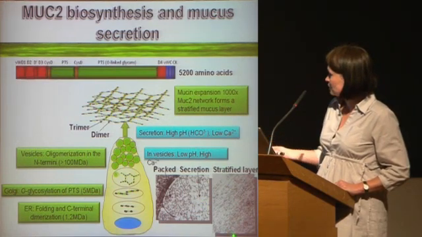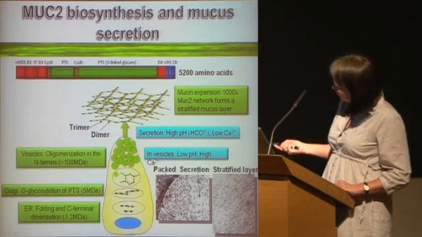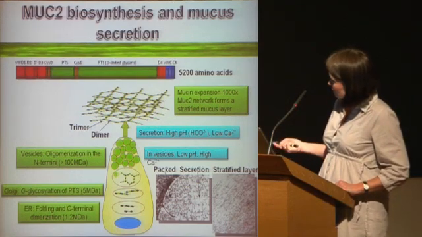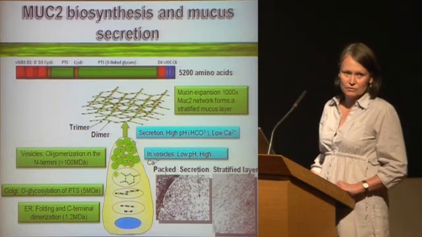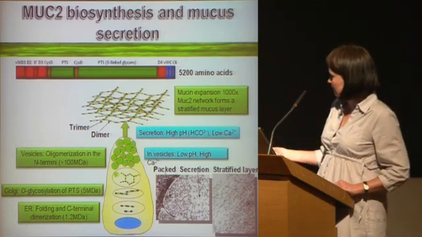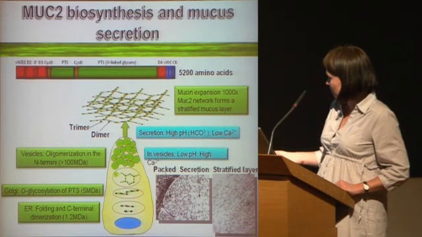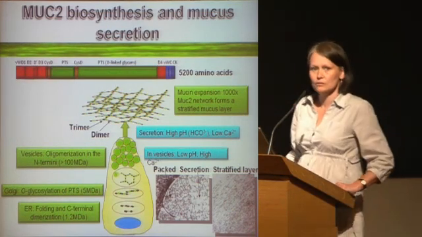And then outside of the cell, so we have the epithelium down here on this picture, you can see this stratified organization of the mucus layer when it's secreted. And you can also see that there is a density gradient from the epithelium out towards the lumen.